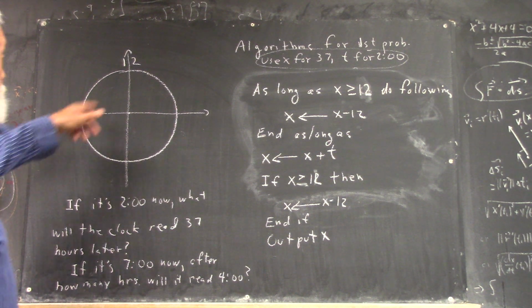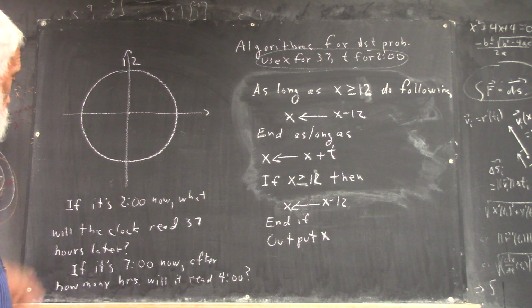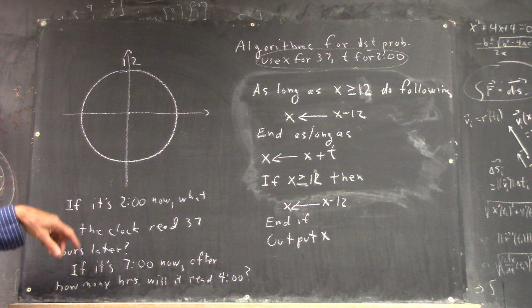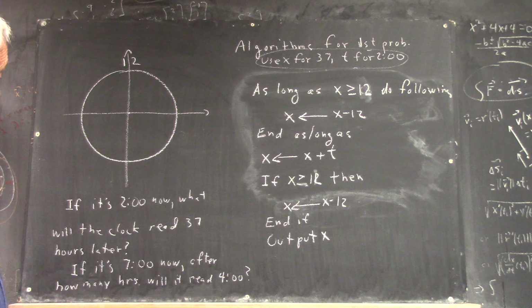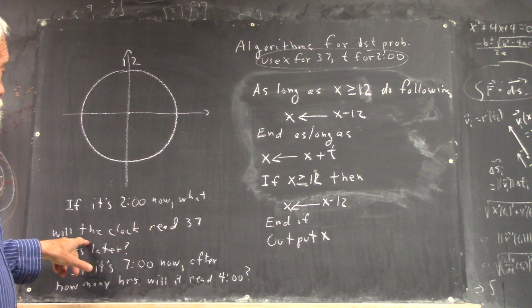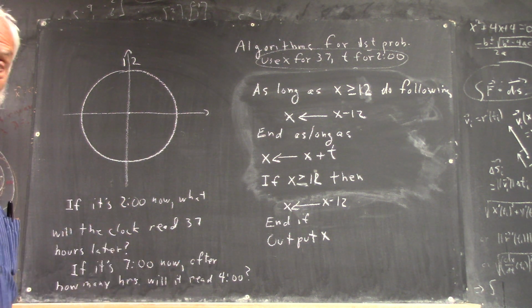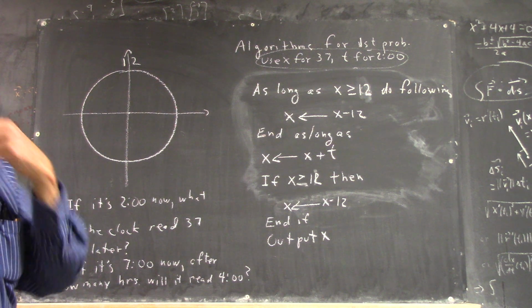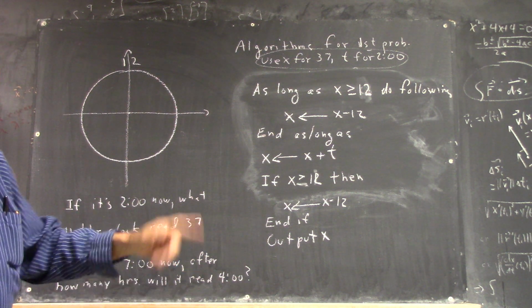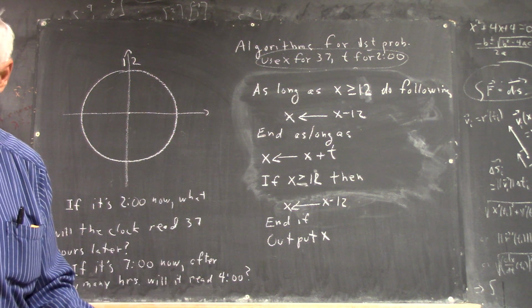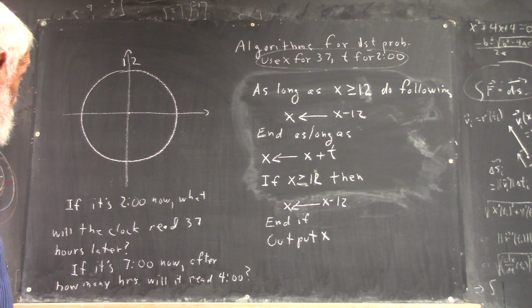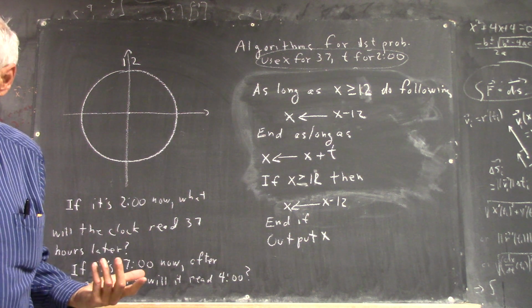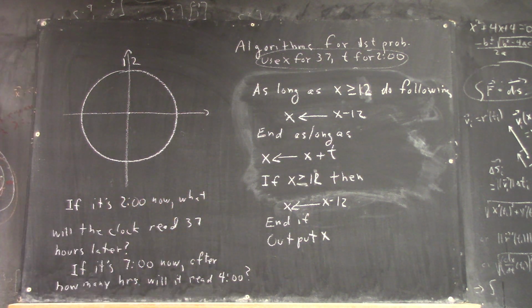Okay, so quick review of the whole day. We got a clock with 12 o'clock here and so forth. And if it's 2 o'clock now, what will the clock read 37 hours later? Ultimately, 37 hours consists of 3 12-hour segments and another hour, right? So you can pretty quickly say it's going to read 3. So I think everybody understands that.